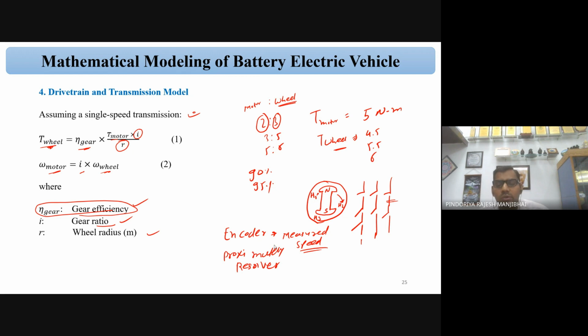Yes, we have to use many sensors to measure many parameters. No issue. I will make one more slide, maybe for the next class if I get the time, on which type of sensor we have to use for which parameter, correct? Maybe torque, speed, current, voltage, charge, temperature, vibration, noise. Many sensors we are using.